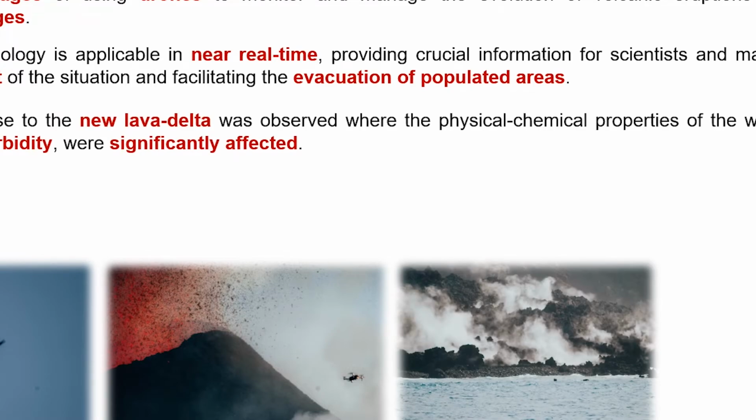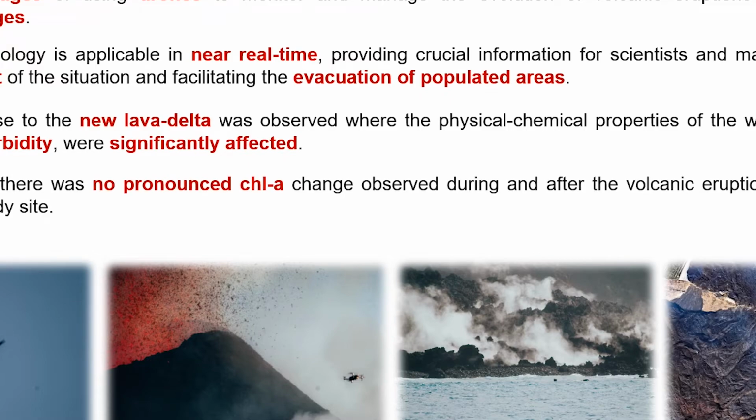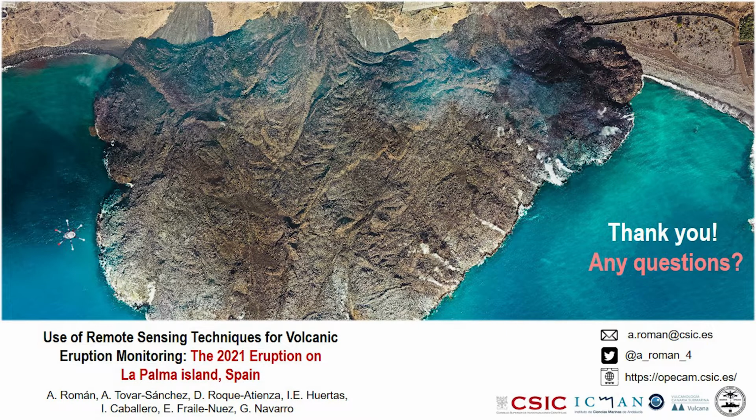And using the satellite images, we could observe how in this area close to the lava delta, the turbidity was significantly affected, although there was no pronounced chlorophyll A change observed during and after the volcanic event. So thank you very much for your attention.